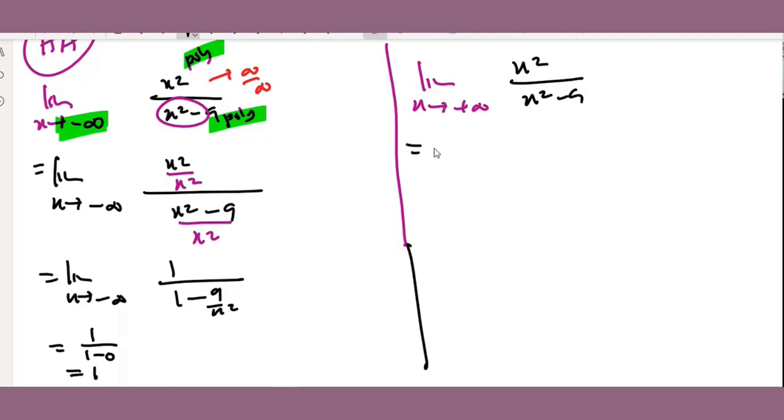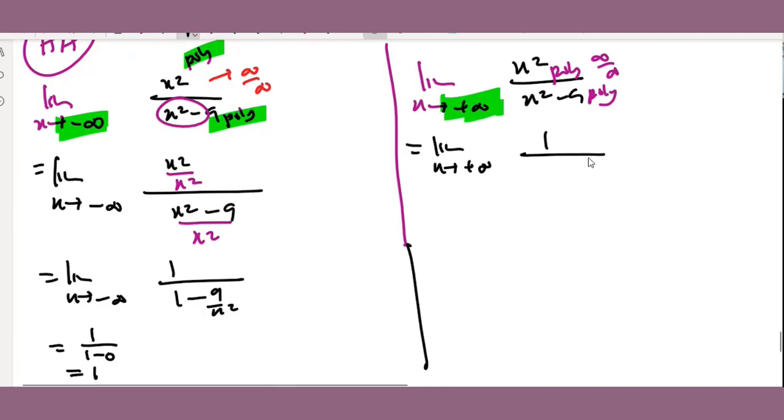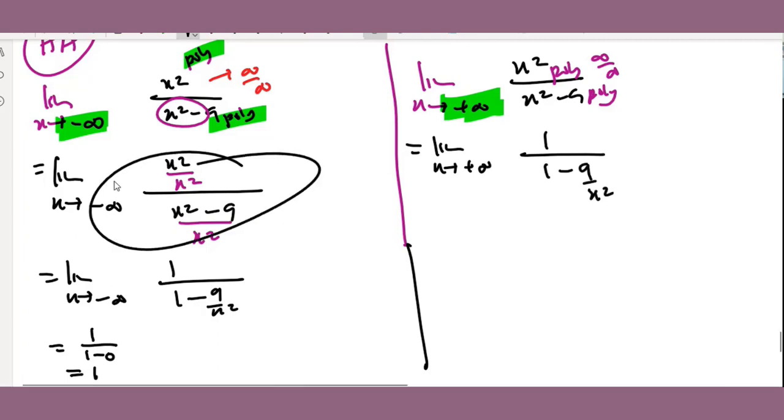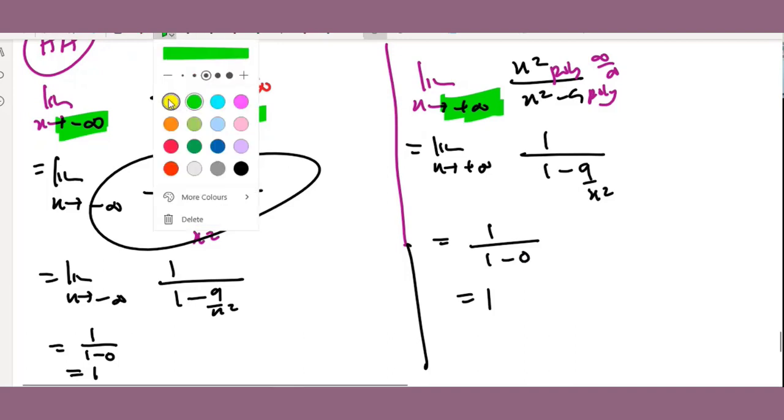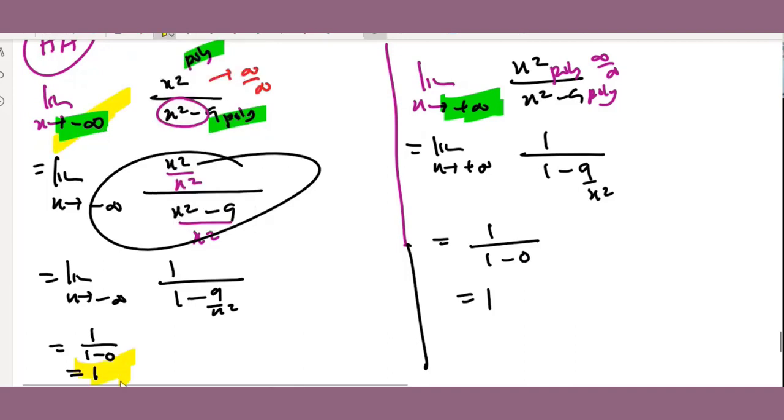Okay, this one, do the same procedure. Substitute: infinity over infinity, indeterminate form. Polynomial over polynomial. For x, this one needs to divide by the highest power of the denominator. 1 minus 9 over x squared. I skip this one. Then substitute: 1 minus 0, which is 1. Settled.